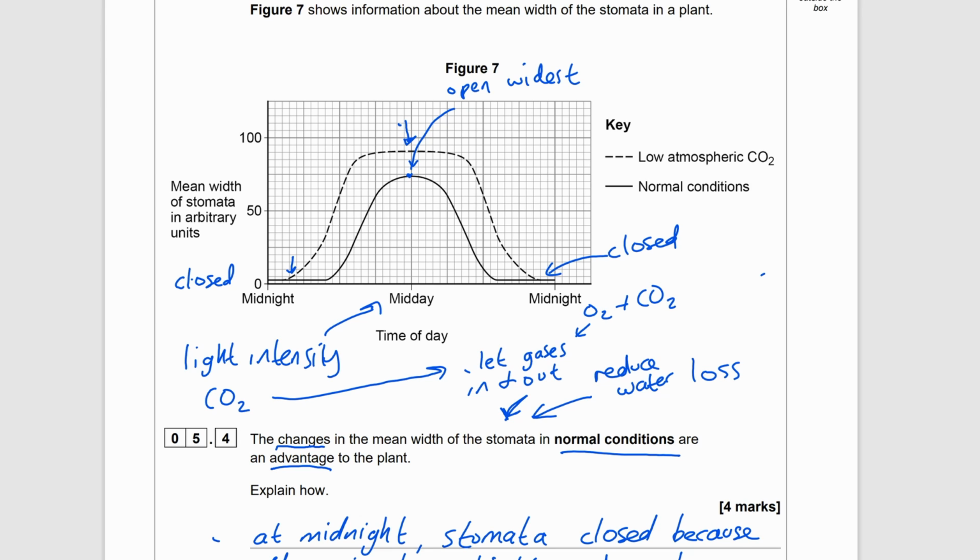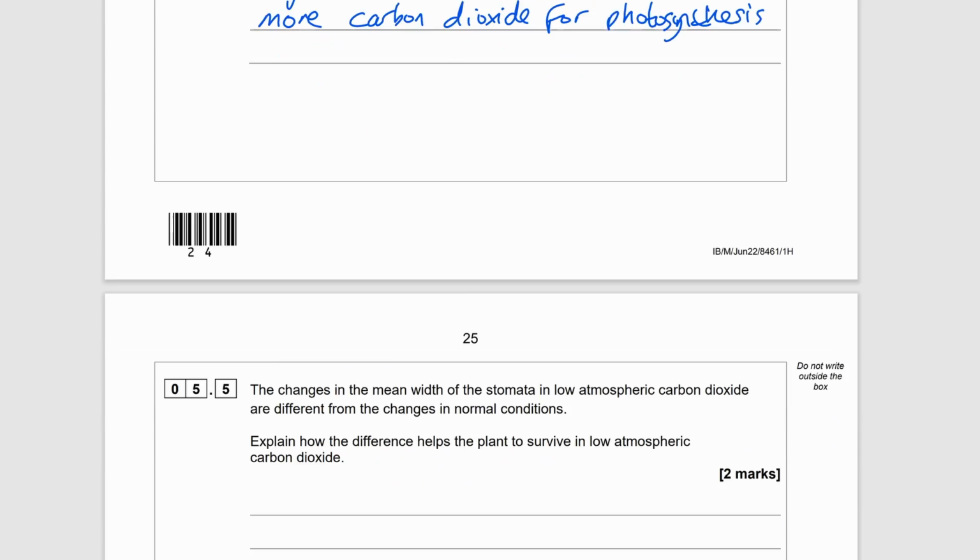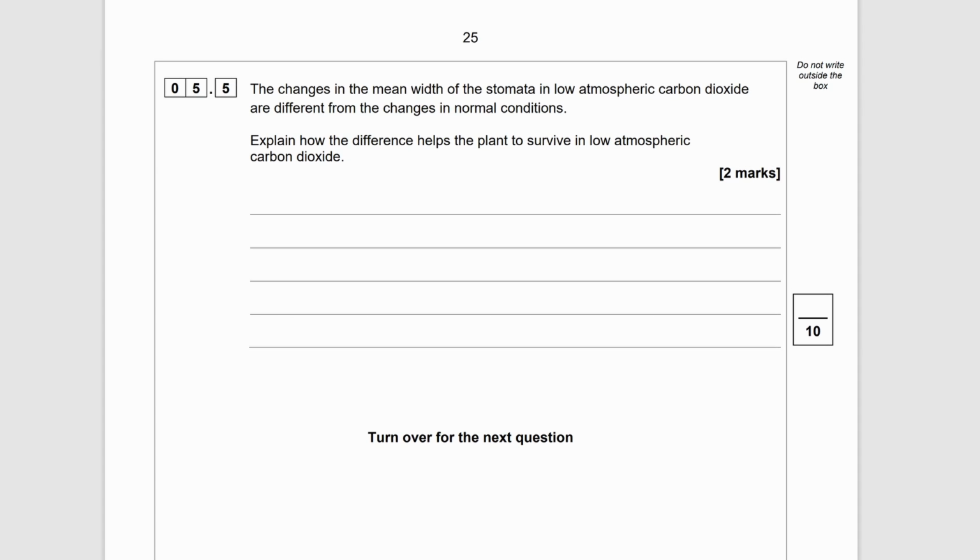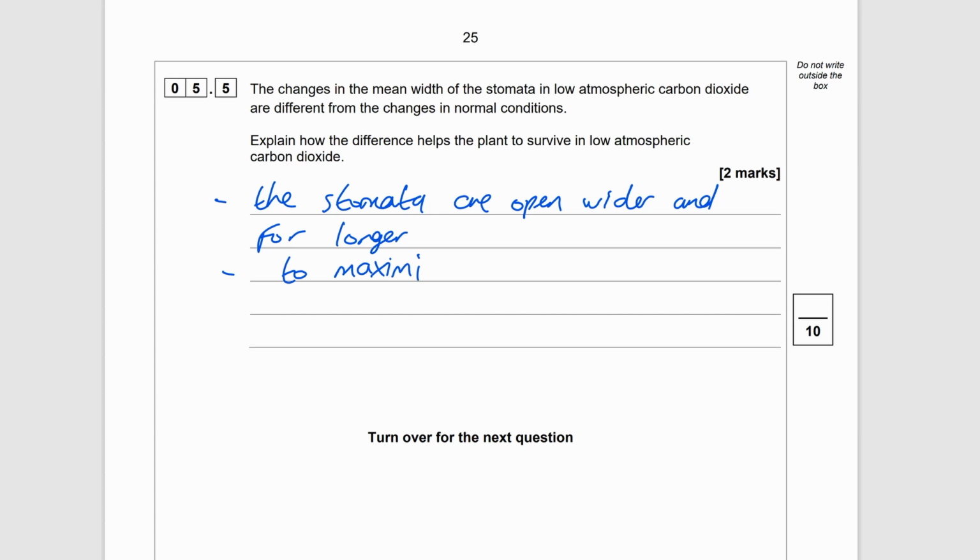Then we go back towards midnight, and we can see that it is open again for a bit longer. So we can say that the stomata are open wider and for longer. And why would that be the case? It is to maximize the intake of carbon dioxide for photosynthesis again.